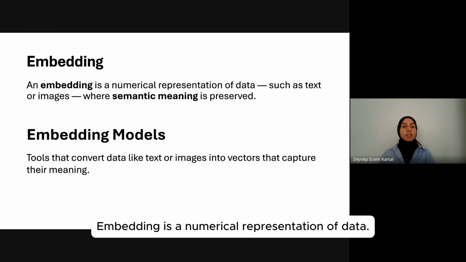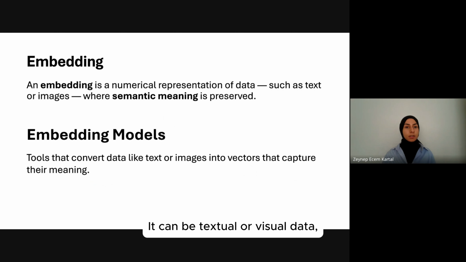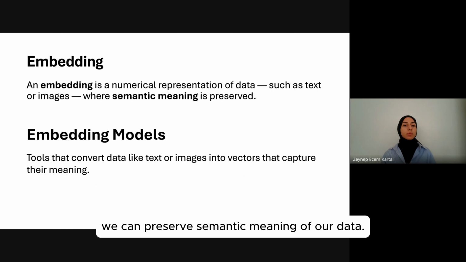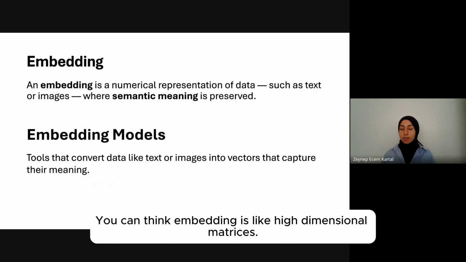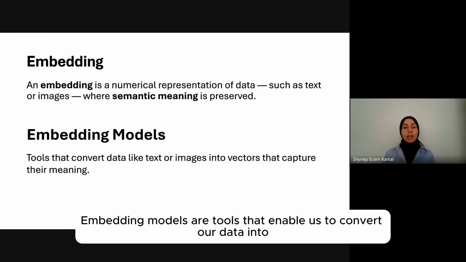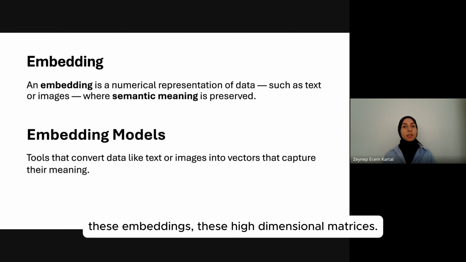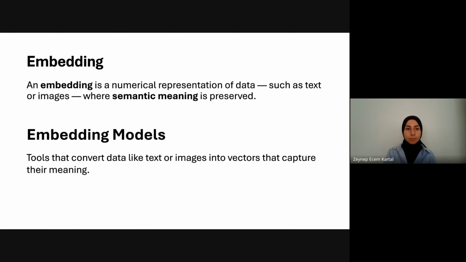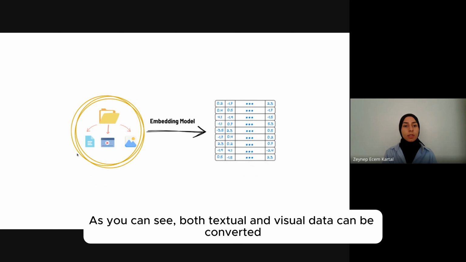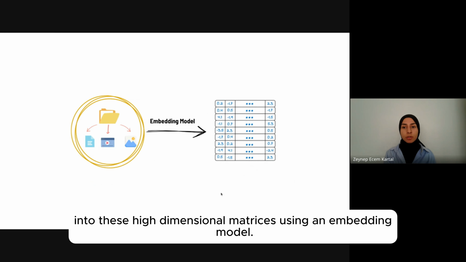Embedding. Embedding is a numerical representation of data. It can be textual or visual data. And with the help of embeddings, we can preserve semantic meaning of our data. You can think of embeddings like high-dimensional matrices. And embedding models are tools that enable us to convert our data into these embeddings, these high-dimensional matrices. As you can see, both textual and visual data can be converted into these high-dimensional matrices using an embedding model.